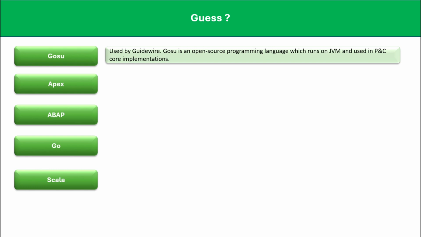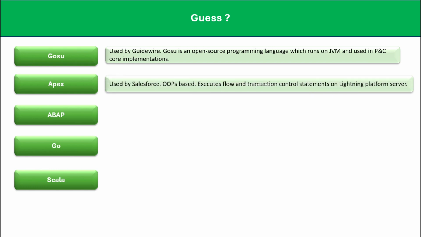And next comes Apex. Apex is also an OOPS-based object-oriented programming language, and it executes flow and transaction control statements on the Lightning platform server. One good example of who is using Apex would be Salesforce, who is the leading technology leader in developing CRM solutions.